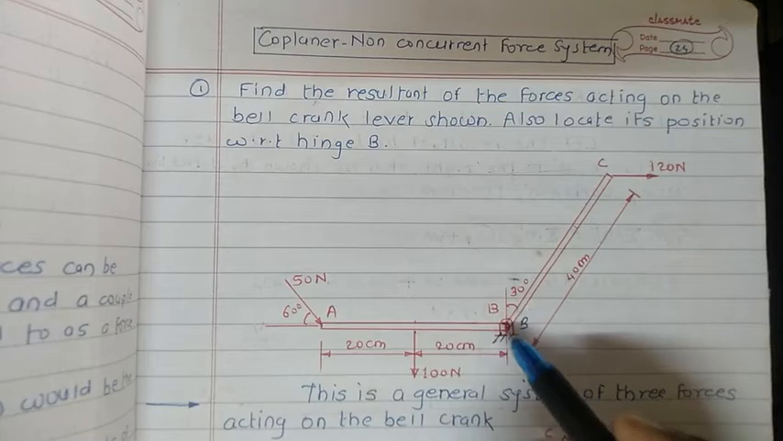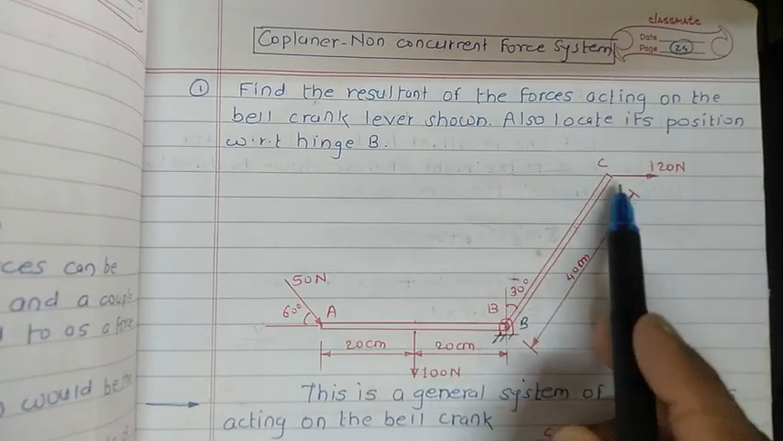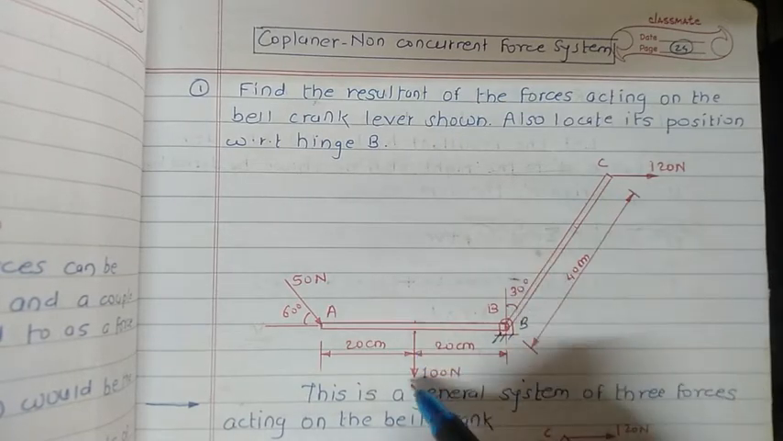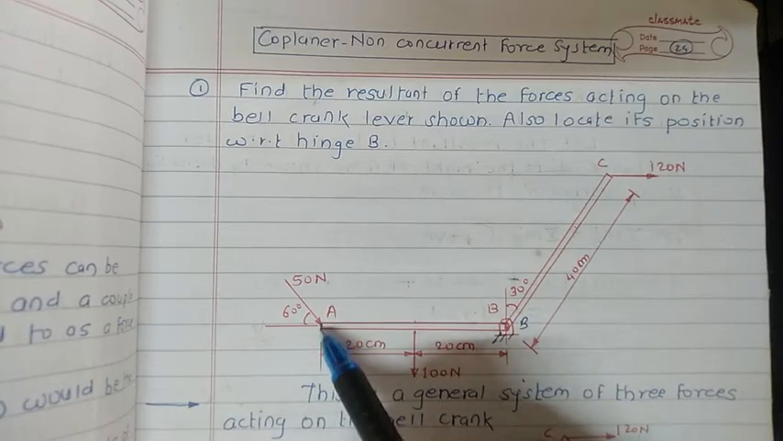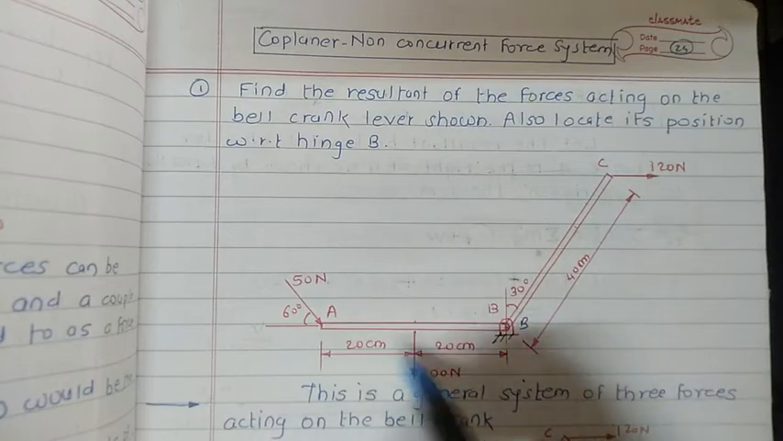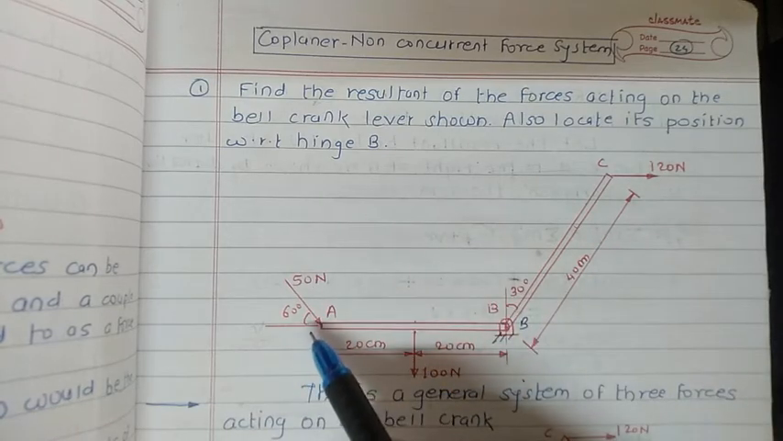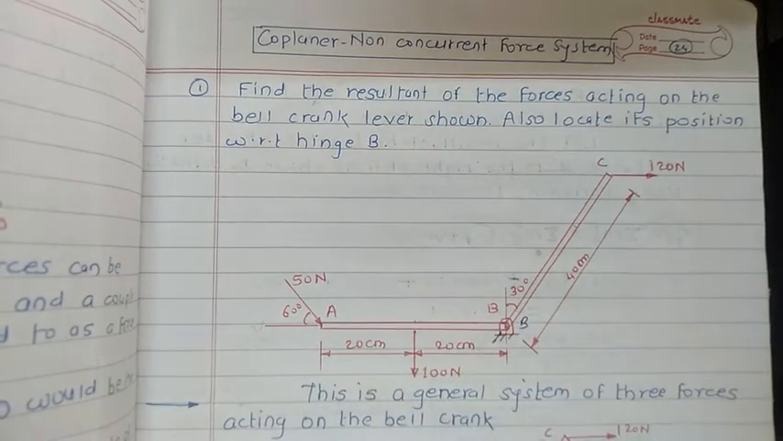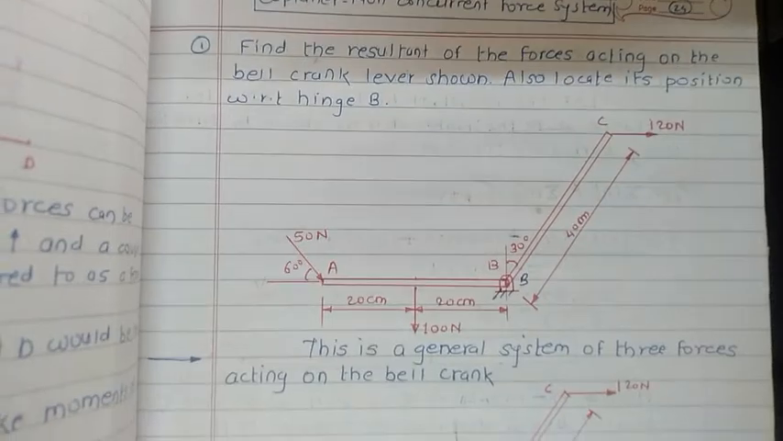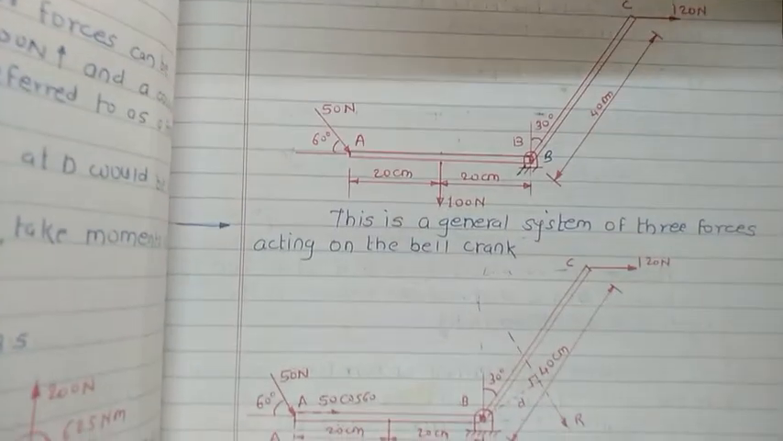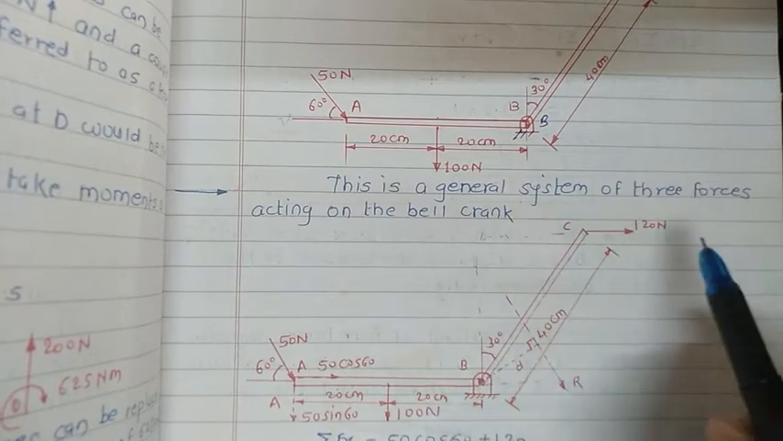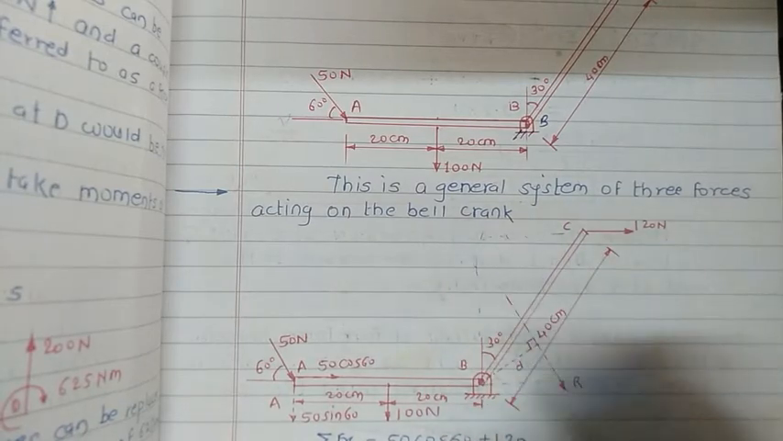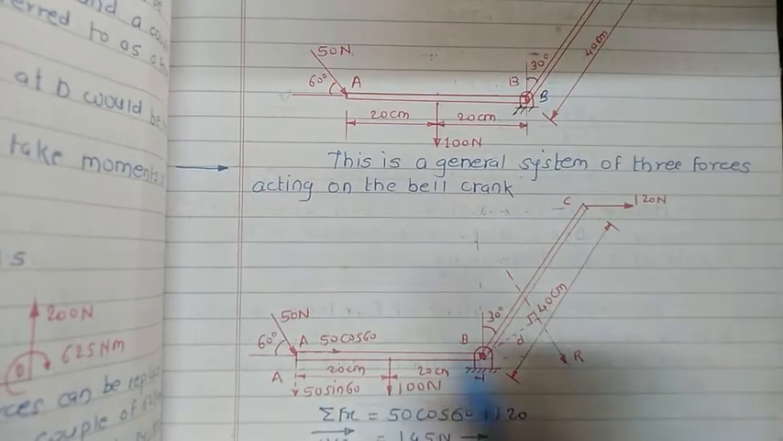Here is the point where this force is acting, this force is acting at this point, and this force is acting at this point. Information regarding the forces is also given in terms of magnitude and in terms of the angle made by every force with either the horizontal axis or the vertical axis. Now in the first step you have to redraw this diagram for the solution. This is the general system of three forces acting on the bell crank lever. In this way you can get the diagram.